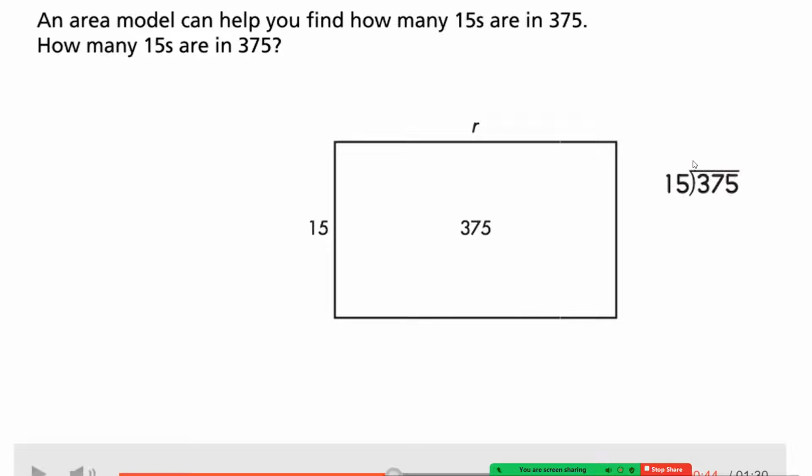15 times 2 will give me 30. I'll subtract off my 30. I'll end up with 7, and I'll drop my 5, and then I have to figure out how many groups of 15 go into 75. So I know 15 times 1 is 15, times 2 is 30, times 3 is 45, and then 60, and then 75. So 15 times 5 is 75. So I'll put my 5 up top. So then I'll have 25 up here. I'll subtract off my 75, and I'll have no remainder left over.